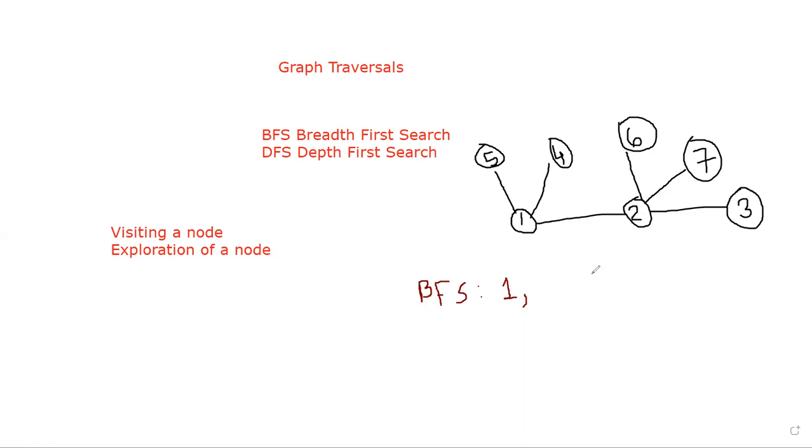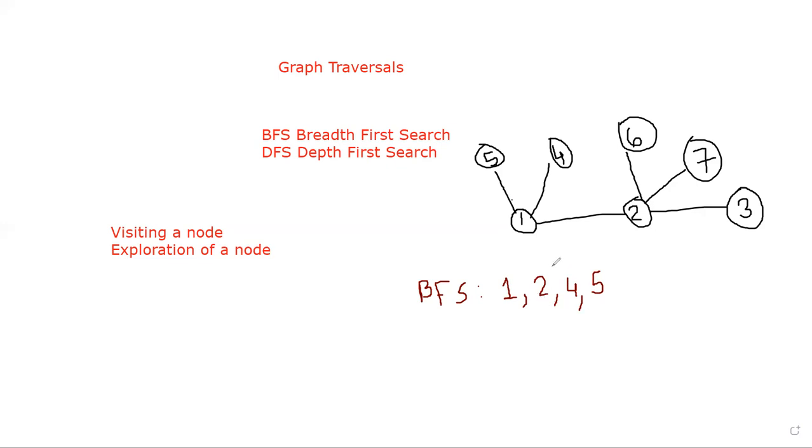So you have to write all the set of vertices that are associated to 1. You have 3 nodes associated to 1: 2, 4, 5. You can write it in any order. You can write it as 2, 4, 5 or 4, 2, 5 or 5, 4, 2 or 5, 2, 4. Any way you can write. So I am writing like this: 2, 4, 5. That means you have visited node 1 and you have explored node 1.